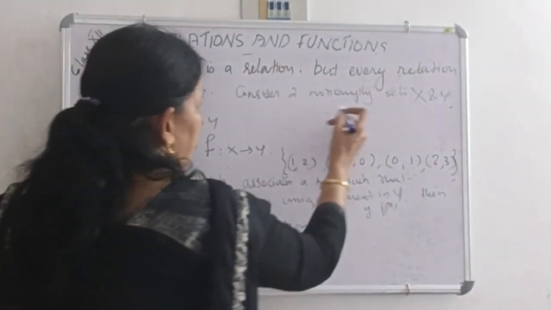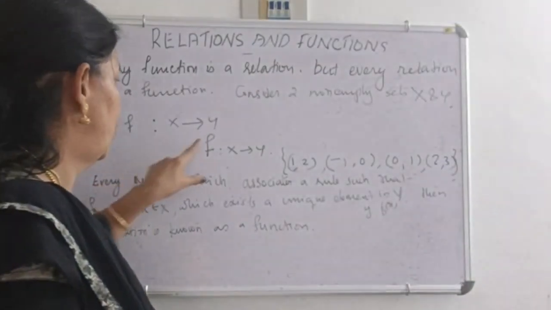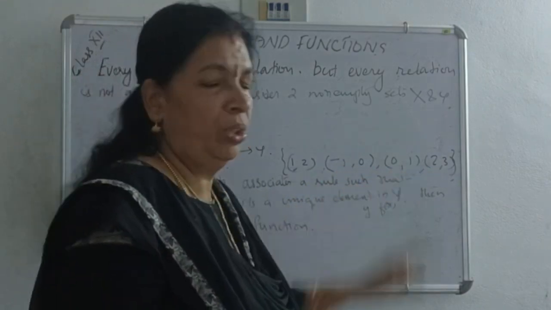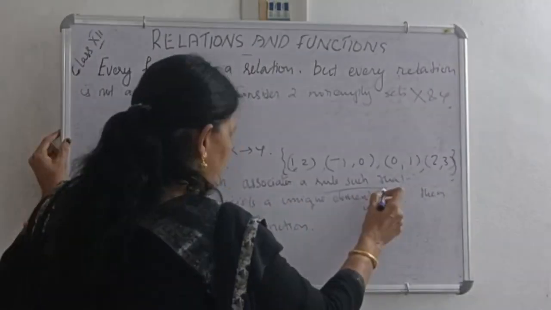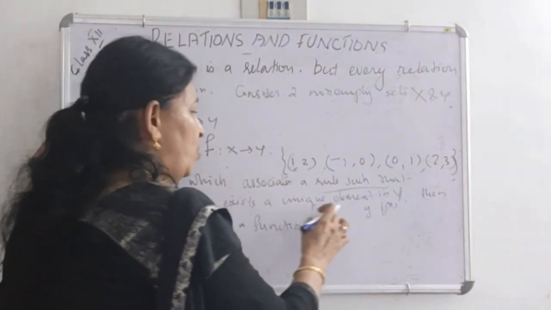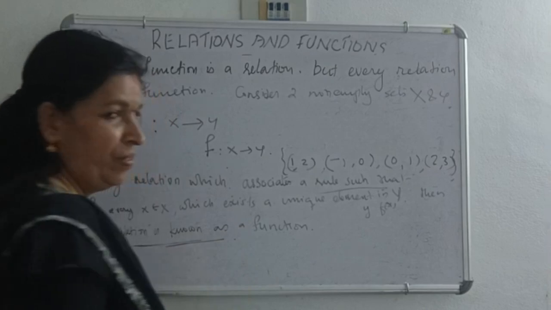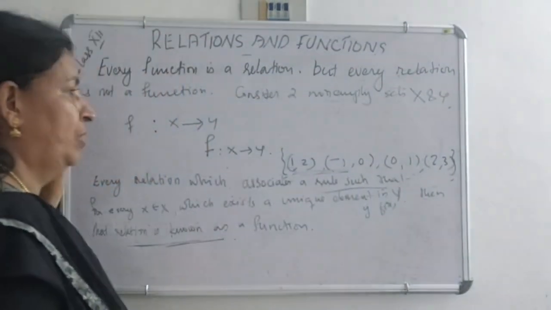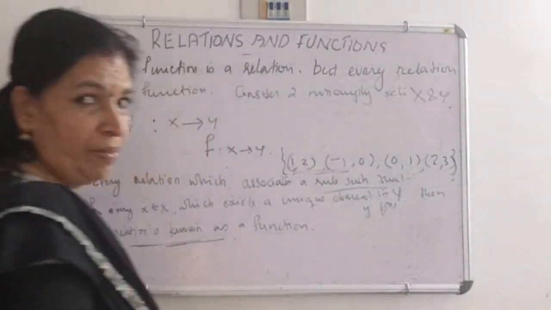Consider two non-empty sets X and Y, and the function f from X to Y. Then f equals {(-1, 2), (-1, 0), (0, 1), (2, 3)}. Every relation which associates a rule such that for every x element of X there exists a unique element of Y is known as a function. Then consider a function set (1, 2), (-1, 0), (0, 1), (2, 3).